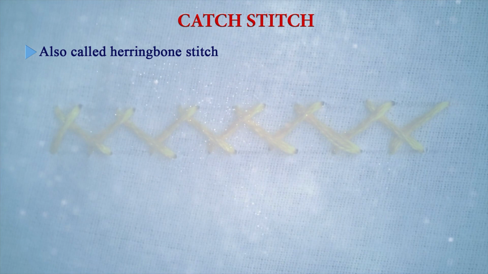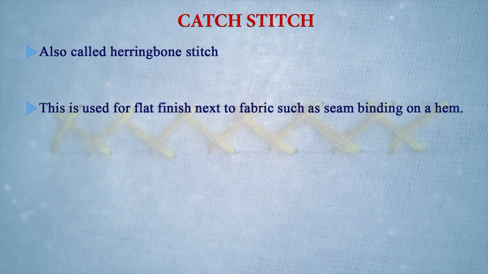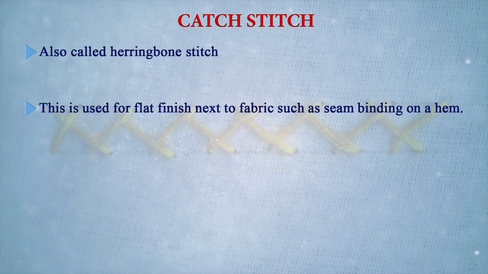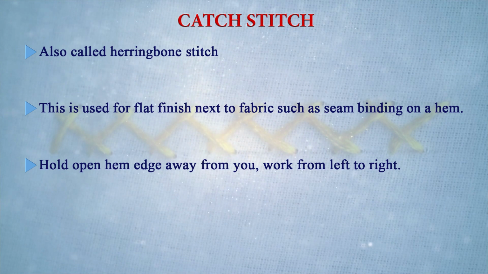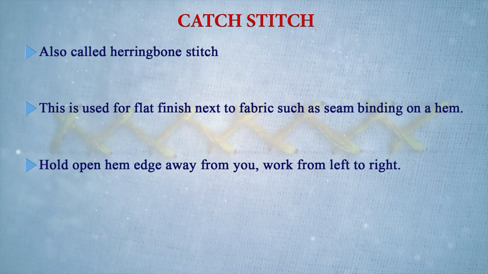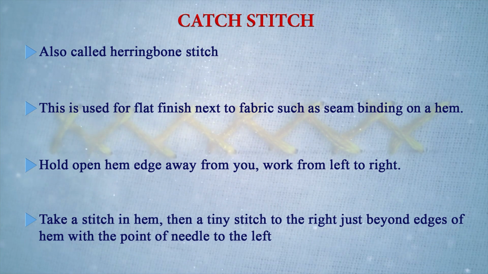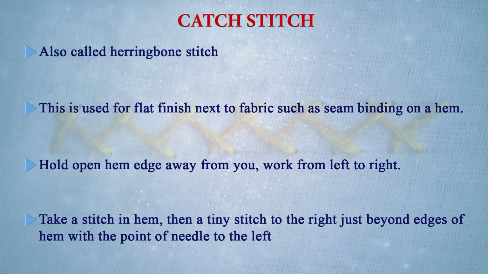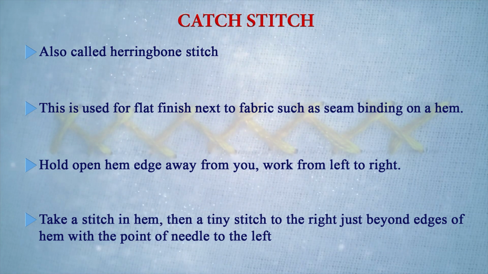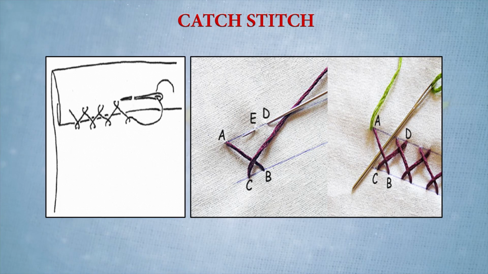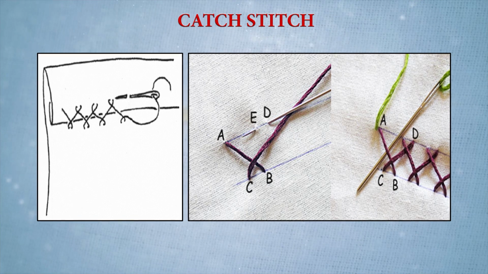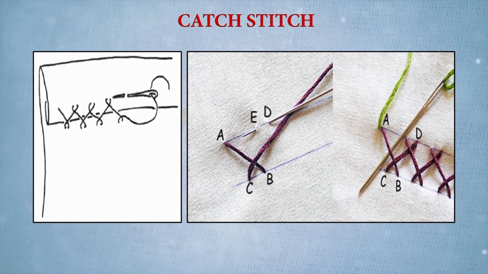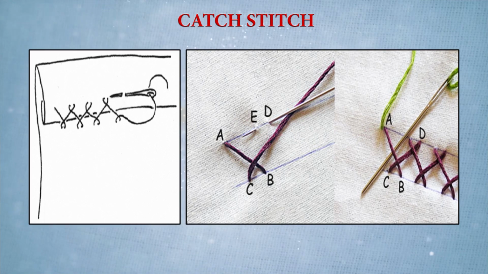Then we have the catch stitch. It is also known as the herringbone stitch. It is used for a flat finish next to fabric such as seam binding on a hem. We hold the open hem edge away from you and work from left to right, then take a stitch in the hem, then a tiny stitch to the right just beyond the edge of the hem with the point of the needle on the left. As in this picture you can see, we insert the thread in the fabric, and in this zigzag manner we create the herringbone stitch.